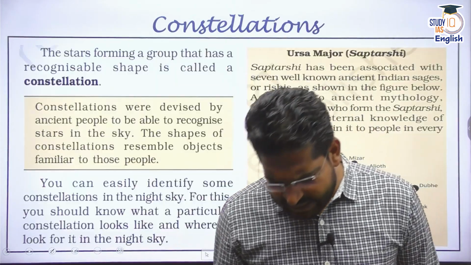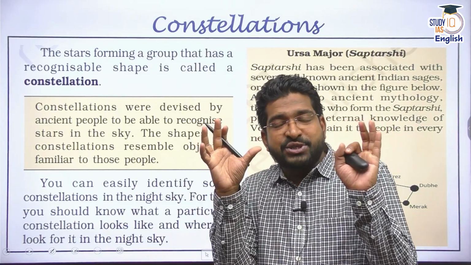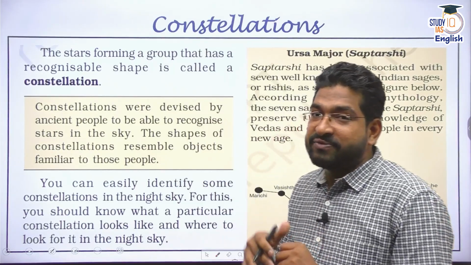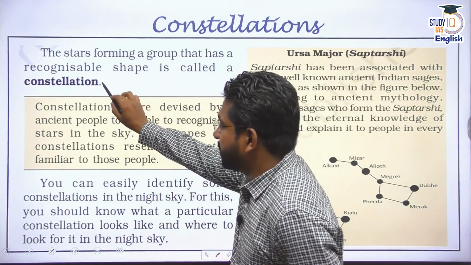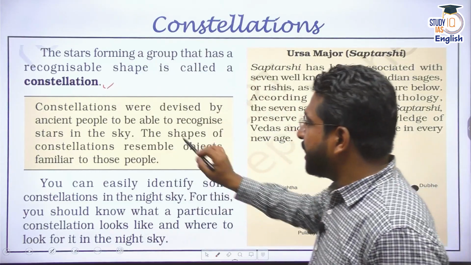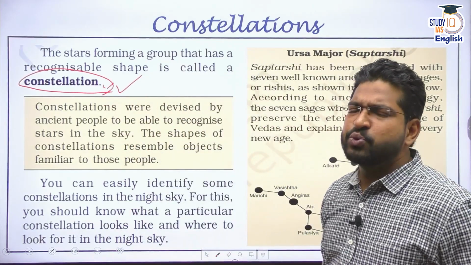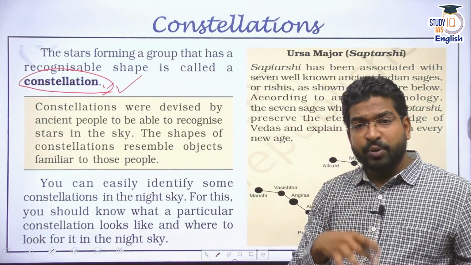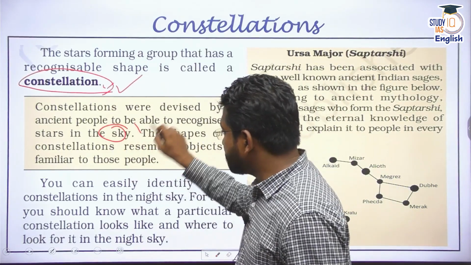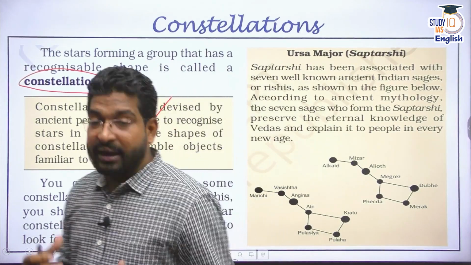Now apart from this, when you observe the night sky, you see that some of the brightest stars tend to create some sort of patterns, and those patterns we have given the name constellation. So stars forming a group which is a recognizable shape is called a constellation. And this constellation was used by people from ancient times. They were able to recognize the sky looking at these constellations and how these shapes are created.